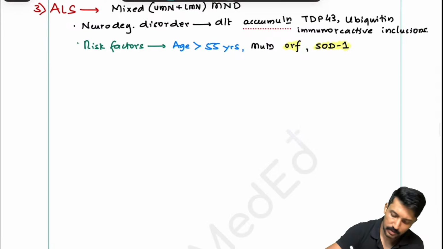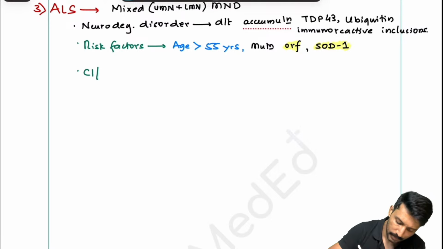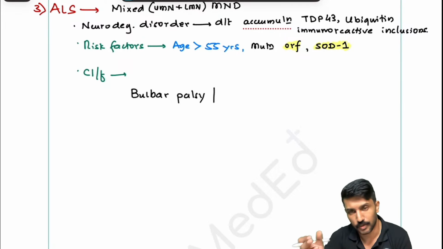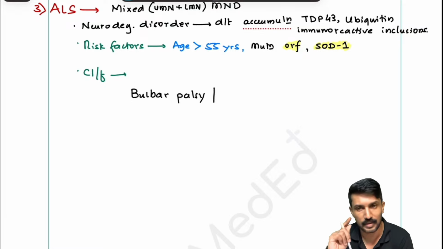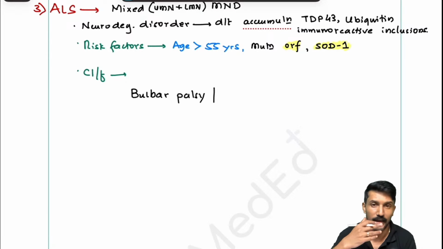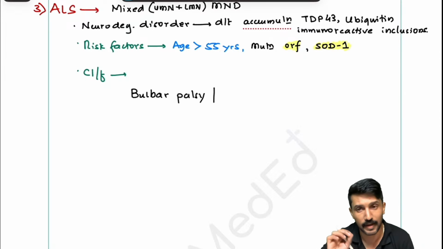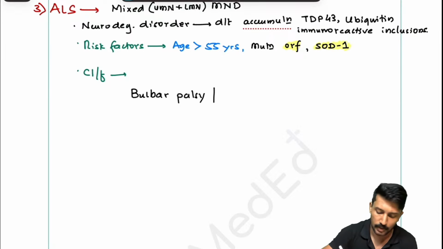So what clinical features do these patients come with? Because their motor neurons are dying one after the other, they present with two things. One, bulbar or pseudo-bulbar palsy. What do you mean by bulbar palsy? Cranial nerves get affected. Cranial nerves also have motor neurons, lower and upper. Lower motor neurons are there in the brainstem. From there, it is coming to the muscle. So if that gets affected, it's called bulbar palsy. Upper motor neurons are there in the corticobulbar tract. If that gets affected, we call it pseudo-bulbar palsy.